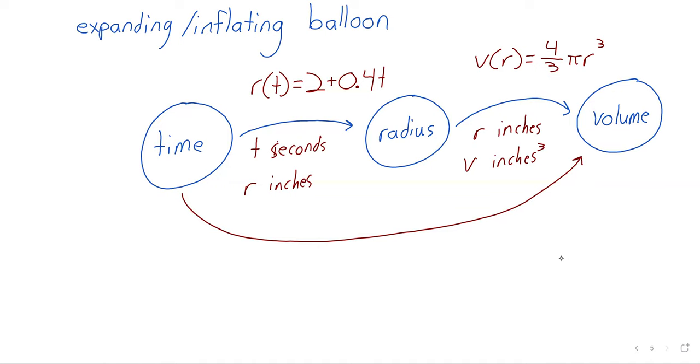And composition is written in reverse order. So as we're reading this diagram from left to right, you see R, then you see V. But when we write down the composition, we write down V of R of T. We write the V first, then the R. And this is the notation that I think is most useful.